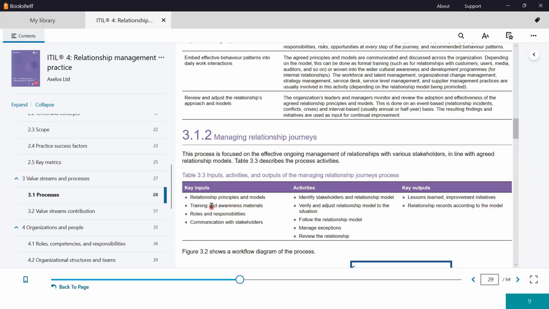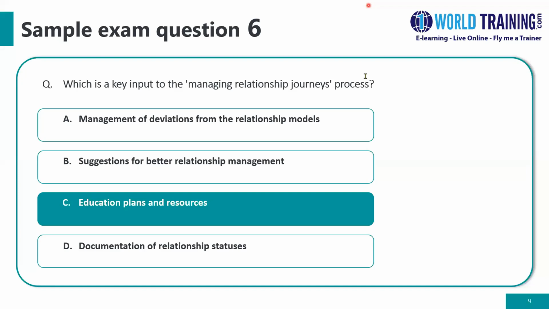So do go through the inputs, activities, and outputs for the various processes. We have 2 processes in this practice. One of them is managing the common approach to relationships, which is similar to the PSF for the approach to be created and optimized. And the other one is managing the relationship journeys. So these are the 2 processes. And managing the relationship journeys is connected with maintaining healthy relationships within the organization and with external stakeholders, meaning those two other PSFs. Therefore, we conclude C as the correct answer.